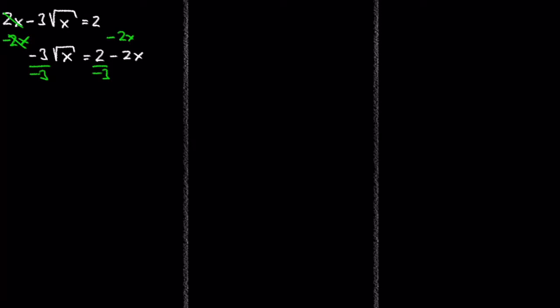What about this example? 2x minus 3 times the square root of x equals 2. Subtracting 2x from both sides gives us negative 3 times the square root of x equals 2 minus 2x. And after dividing by negative 3, we get the square root of x equals 2 over 3x minus 2 over 3. We get rid of the square root by squaring both sides.